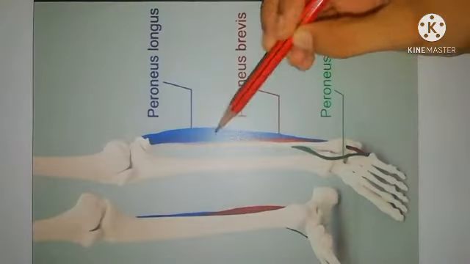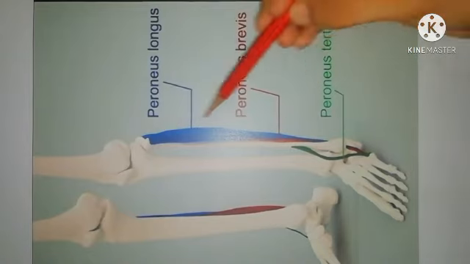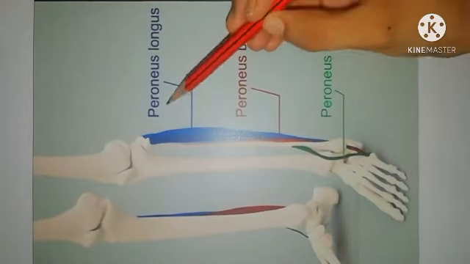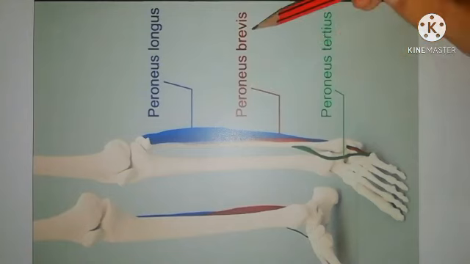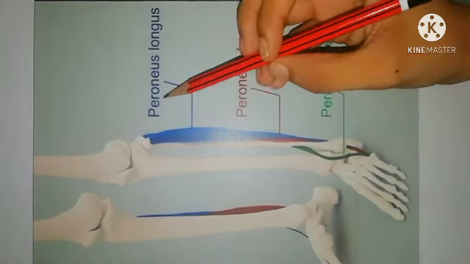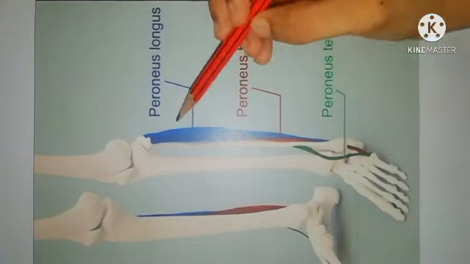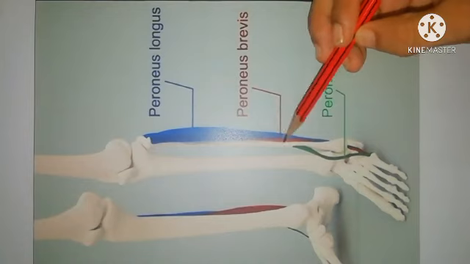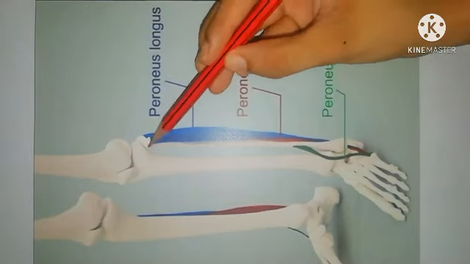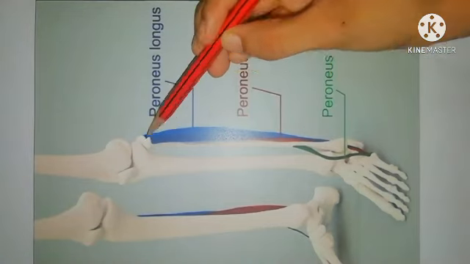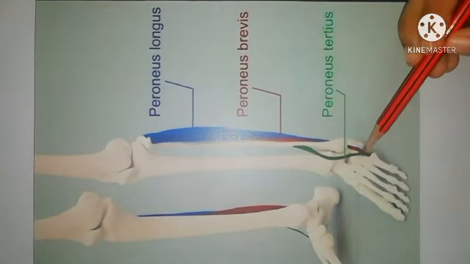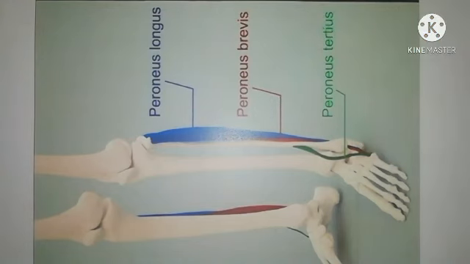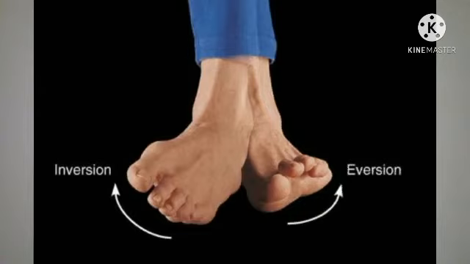These are the peroneal muscles. The first muscle is Peroneus longus, then Peroneus brevis, and then Peroneus tertius. The Peroneus longus lies superficial to Peroneus brevis. This is the Peroneus brevis muscle. It lies superficial to it. The origin is from the head of the fibula. Insertion is in the lateral side of the base of first metatarsal bone. The nerve supply is superficial peroneal nerve. Action is eversion of foot, especially when the foot is off the ground.